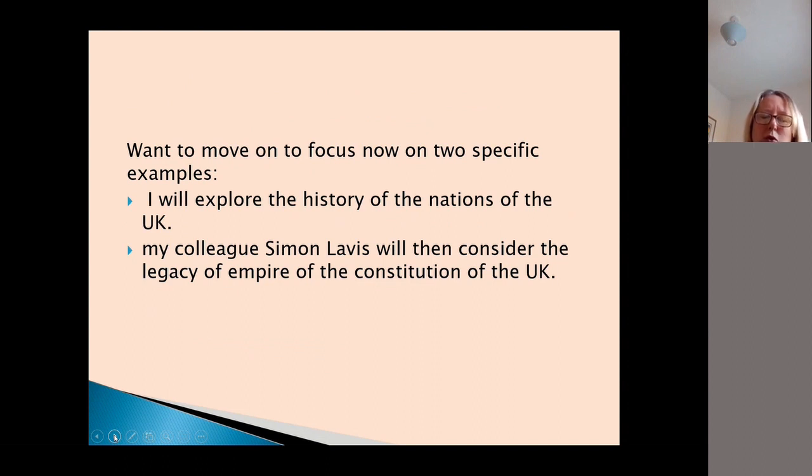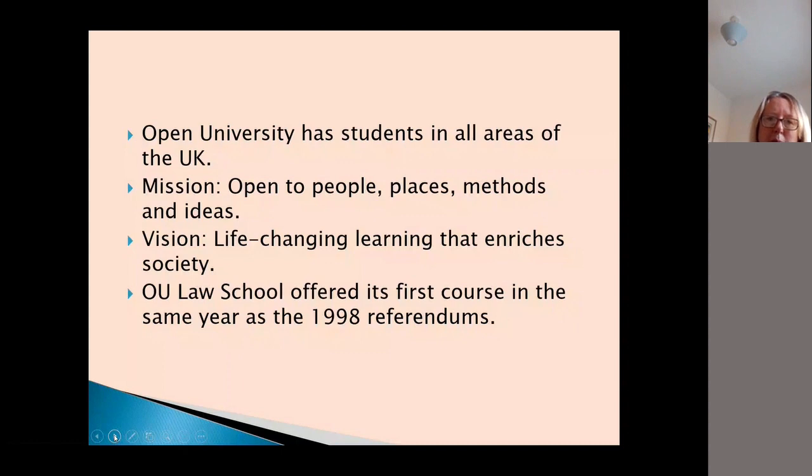And I now want to move on to focus on a couple of specific examples. I'm going to look at the history of the nations, and then my colleague Simon is going to consider the legacy of empire.